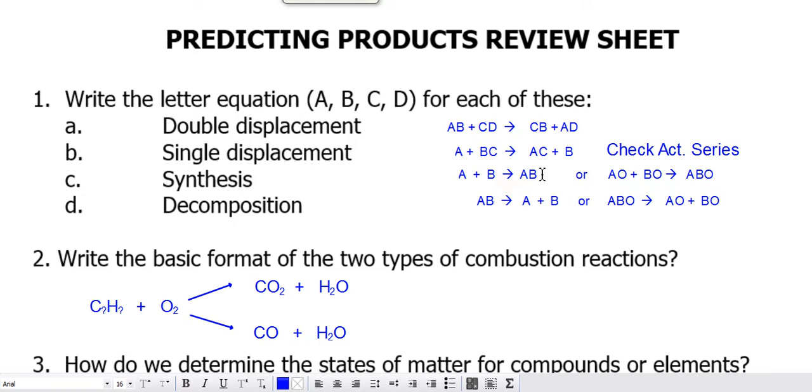Synthesis reactions, we're combining them together. There might be one of two basic patterns. And decomposition, we're breaking a compound apart. Again, there might be one of two basic patterns. With both of these, you're going to be given that synthesis decomposition sheet along with your test. So feel free to look at that as needed.